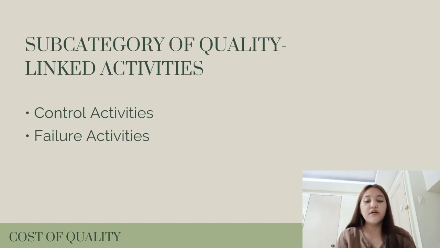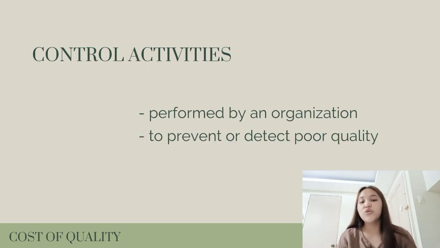So next, quality-related activities have two subcategories: the control activities and failure activities. So what is control activity? Control activities are the activities performed by an organization to prevent or detect poor quality. Control activities are made up of prevention and appraisal activities, which will be discussed later on.